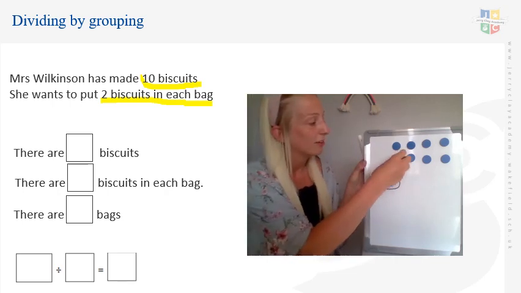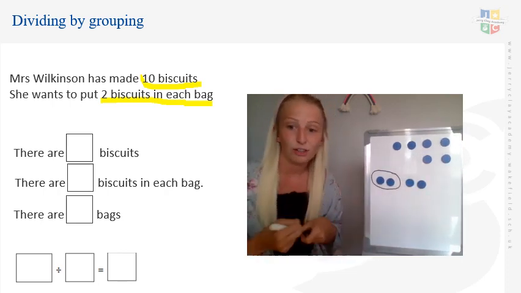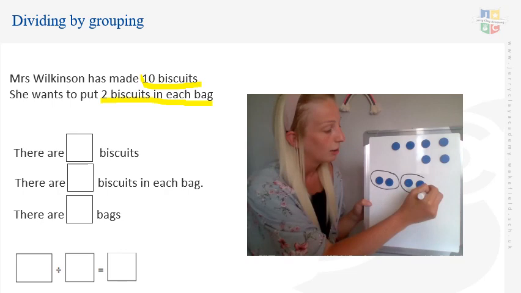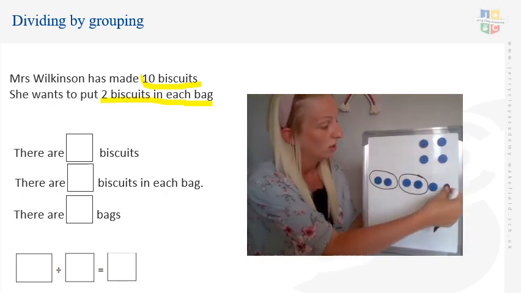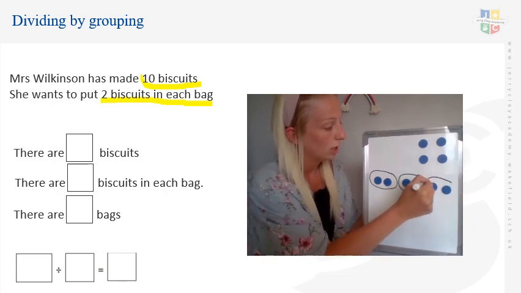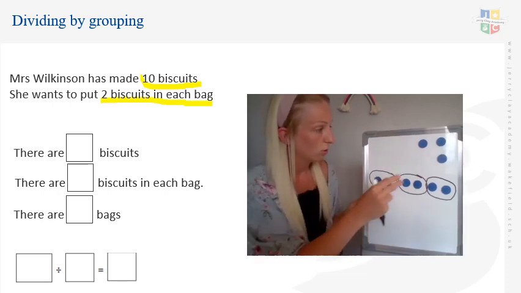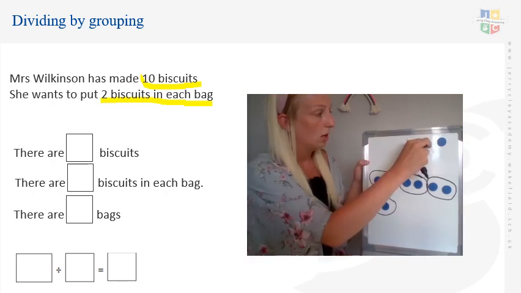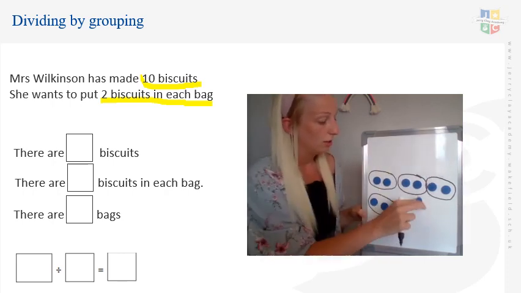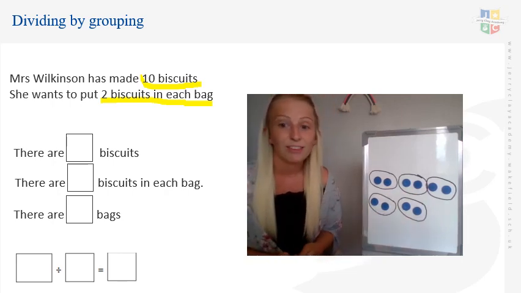one group of 2, I'm going to take another counter and another biscuit, and I've made another group of 2, so another 2 biscuits in a bag. Then I can get another 2 biscuits, 1, 2, into a bag, so it's another group of 2. 1 biscuit, 2 biscuits, put them in a bag. 1 biscuit, 2 biscuits, and pop it in her bag, so that Mrs. Wilkinson is grouping them and dividing them up into groups of 2.